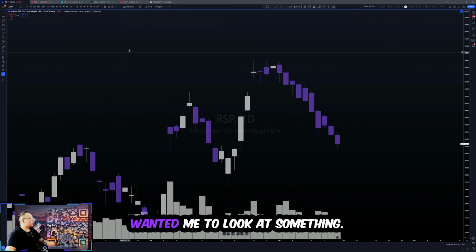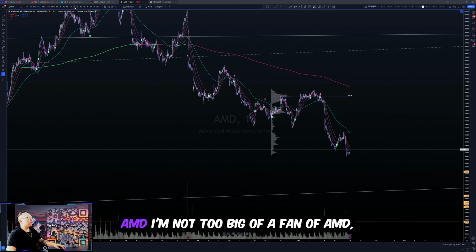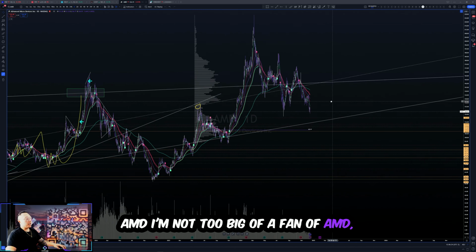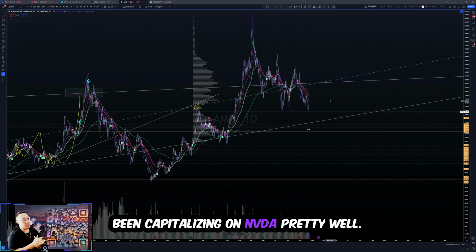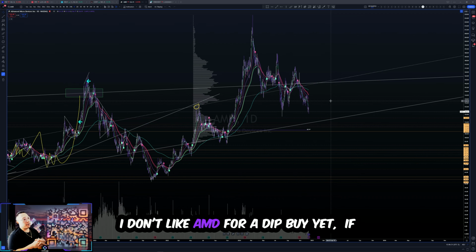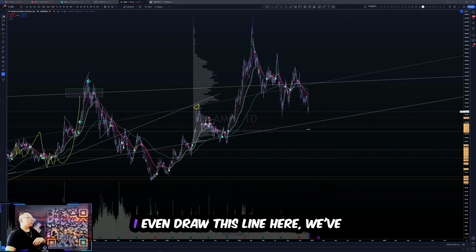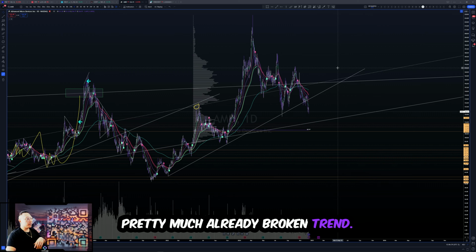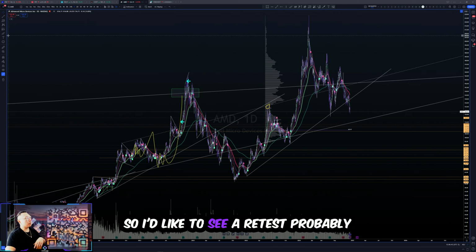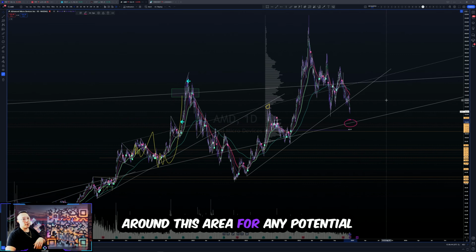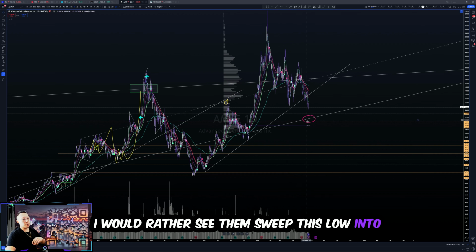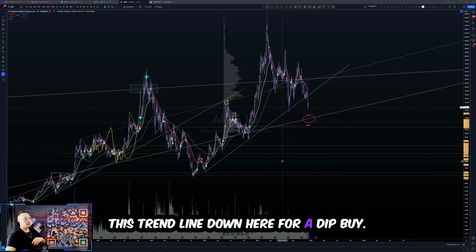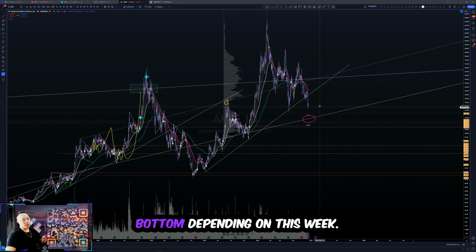I know a couple of people wanted me to look at some things. AMD, I'm not too big of a fan of AMD, honestly, and you guys know I'm pretty bearish on NVIDIA, and we've been capitalizing on NVIDIA pretty well. I don't like AMD for a dip buy yet. If I even draw this trend line here, we've pretty much already broken trend. So I'd like to see a retest probably around this area for any potential dip buys, at least break this low. I would rather see them sweep this low into this trend line down here for a dip buy. Short term, there may be a bottom depending on this week.